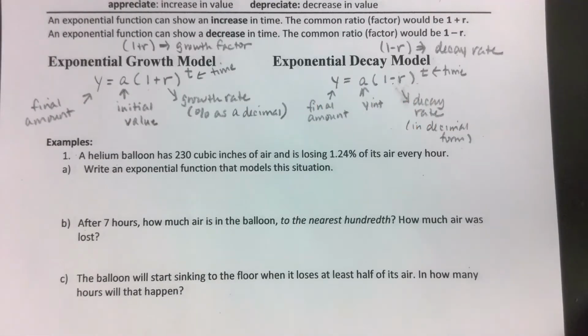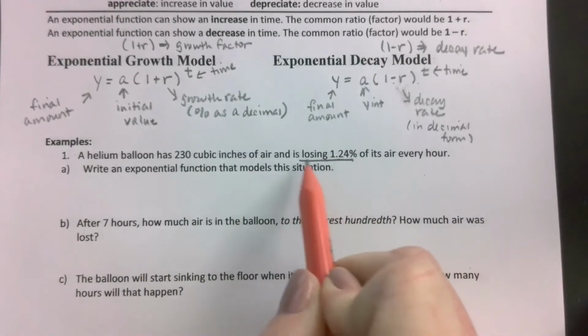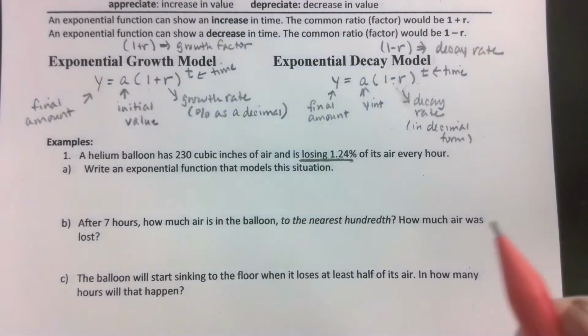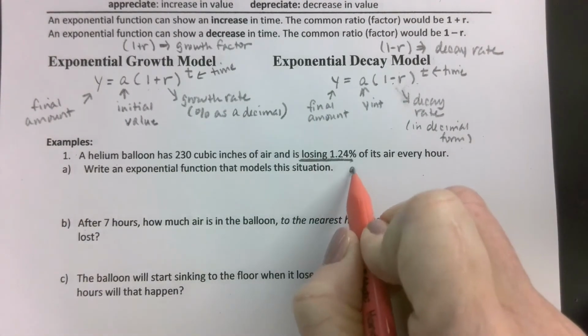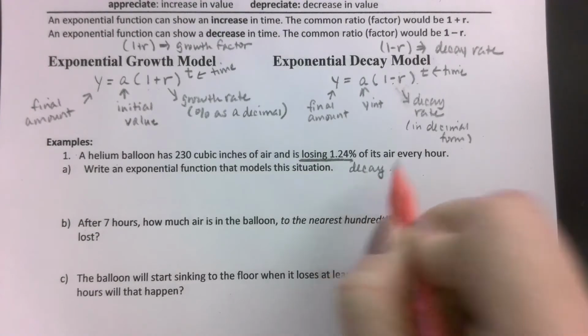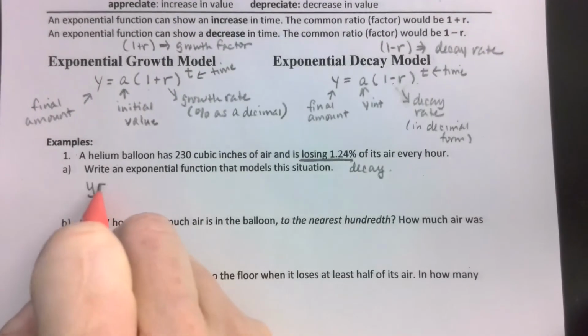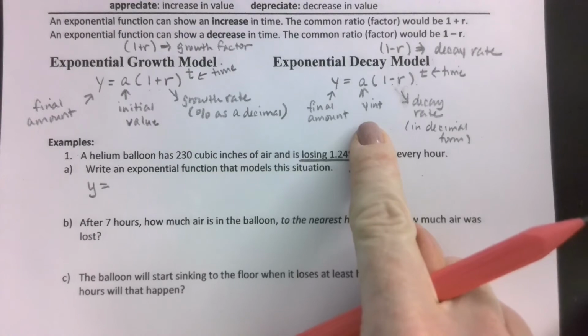Let's take a look at example number 1. A helium balloon has 230 cubic inches of air and is losing 1.24% of its air every hour. Let's write an exponential function that models the situation. So we see that the balloon is losing 1.24% of its air every hour. So this represents decay. We're going to substitute into our exponential decay model formula.